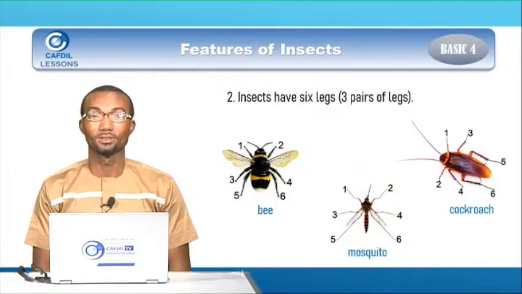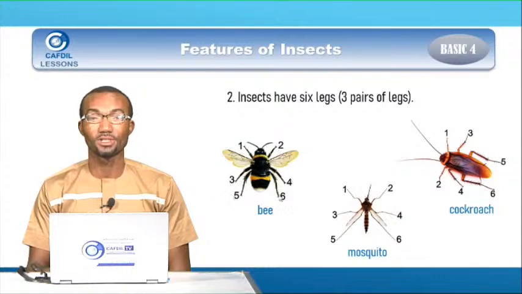Let's look at the second one. Insects have 6 legs. So the first one is the bee. You see that the legs are numbered: 1, 2, 3, 4, 5, 6. If you look at the mosquito too, you have 1, 2, 3, 4, 5, 6. If you look at the cockroach, 1, 2, 3, 4, 5, 6.